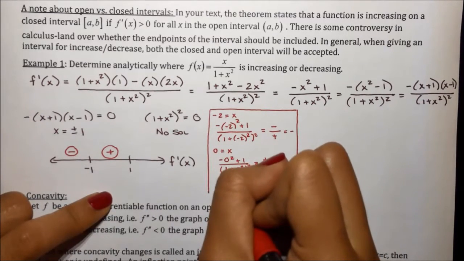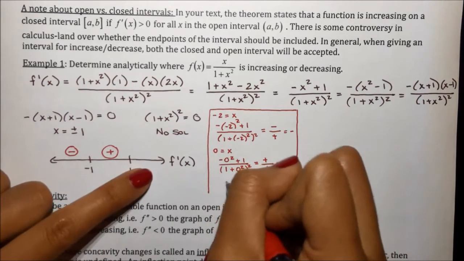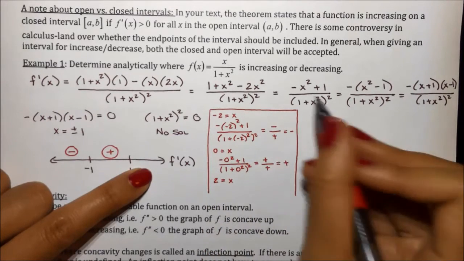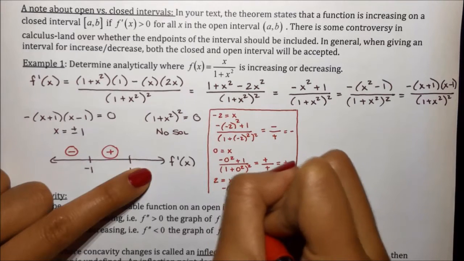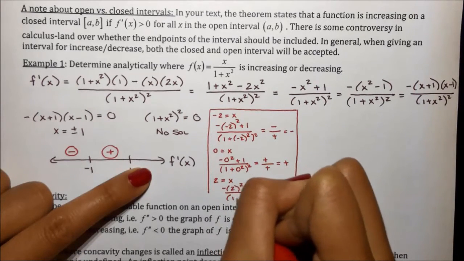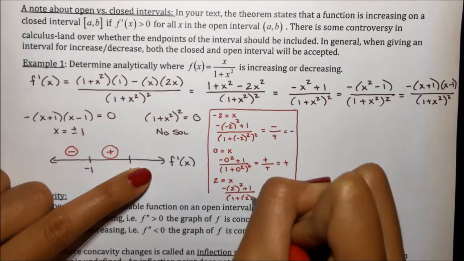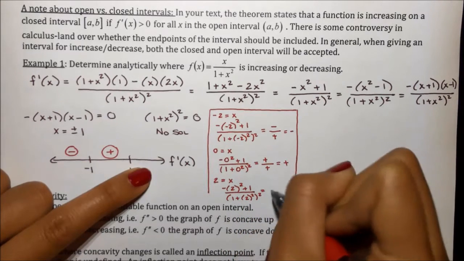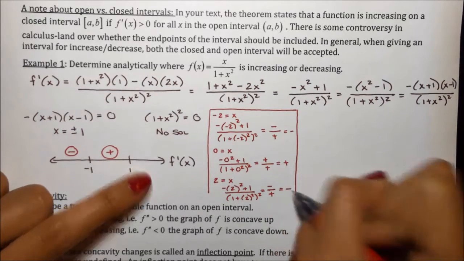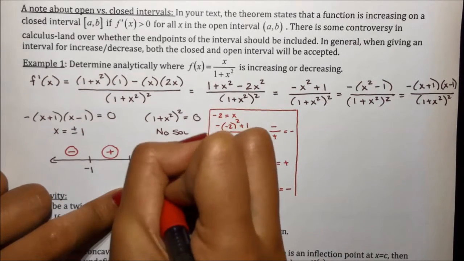And then if I plug in, let's say 2 for x, then -2 squared plus 1 over 1 plus 2 squared. That's going to be a negative over a positive, which is a negative, so this is going to be negative.